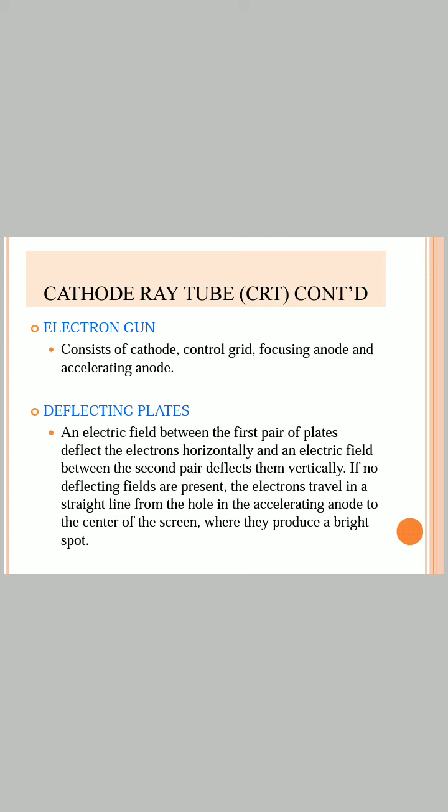The main part of CRO is the deflection plate. In this, the vertical plate is mainly used to represent the y-axis, and our horizontal plate is mainly used to represent the x-axis. So both plates are mainly used to produce an image of our waveform. Electrons travel with the help of these plates, and we can see the picture of that image on the fluorescent screen.